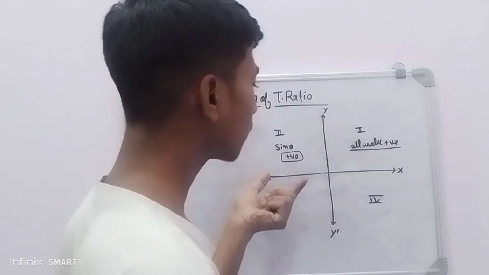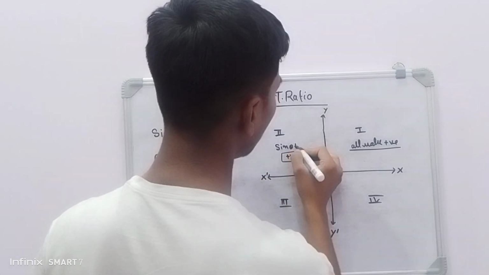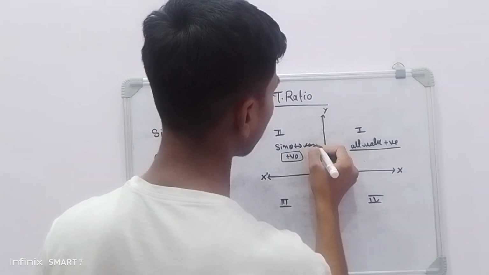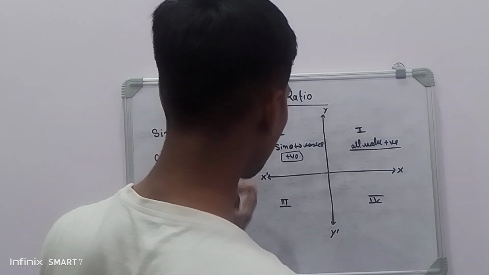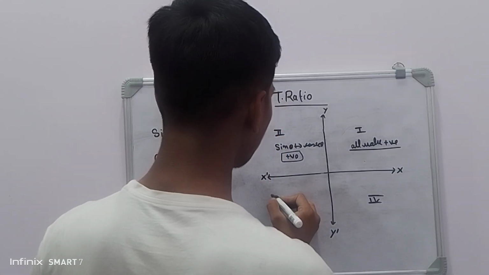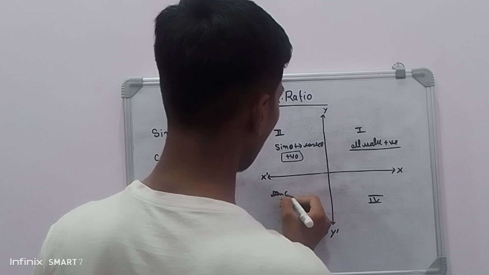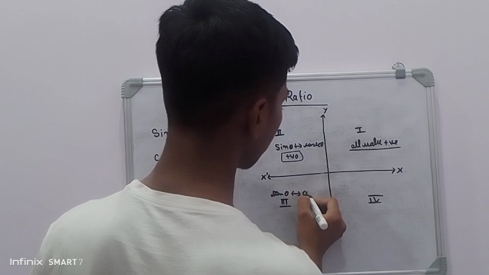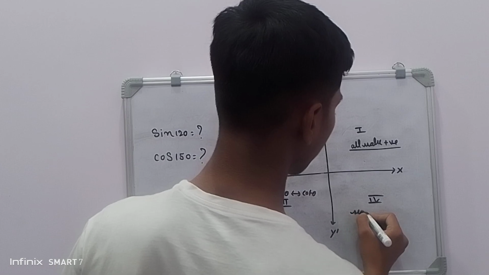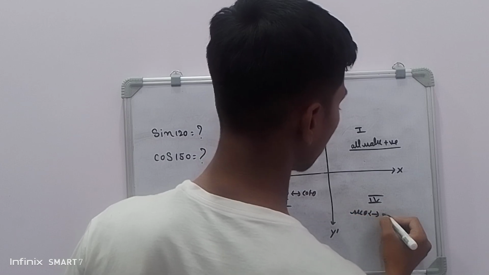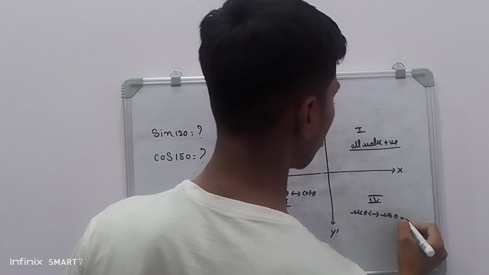Sine theta and its opposite, cosec theta, which I am going to write here, will also remain positive in the second quadrant. In the third quadrant, tan theta and its opposite cot theta remain positive, and in the fourth quadrant, cos theta and its opposite sec theta remain positive.